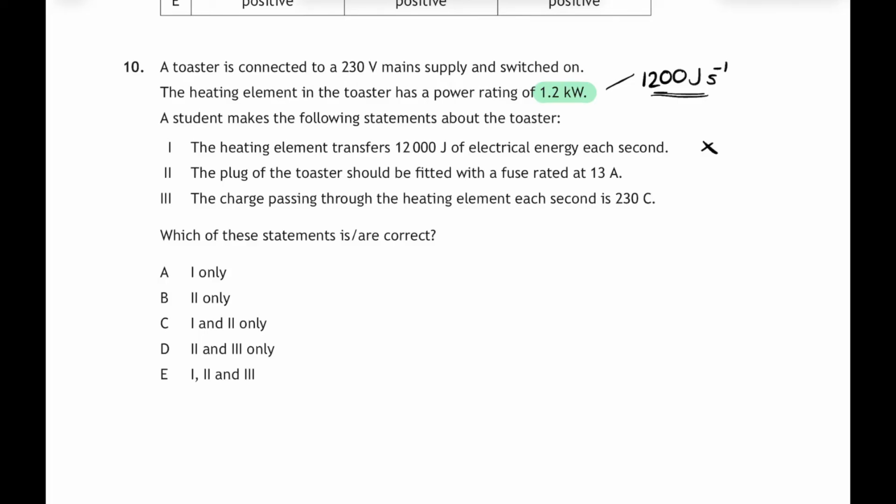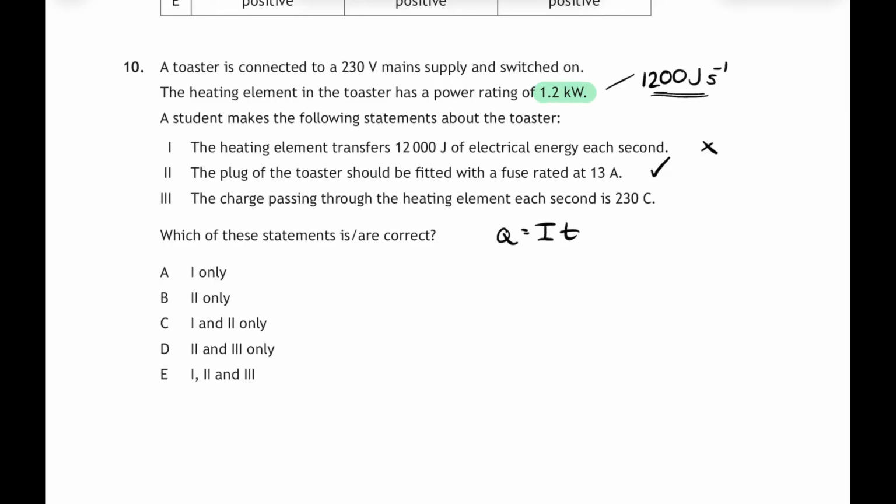Statement 2, the plug of the toaster should be fitted with a fuse rated at 13 amps. Yes, it should, because anything over 700 watts should have a 13 amp fuse in it. And statement 3, the charge passing through the heating element each second is 230 coulombs. I don't think so, but we need to do a calculation to figure this out.